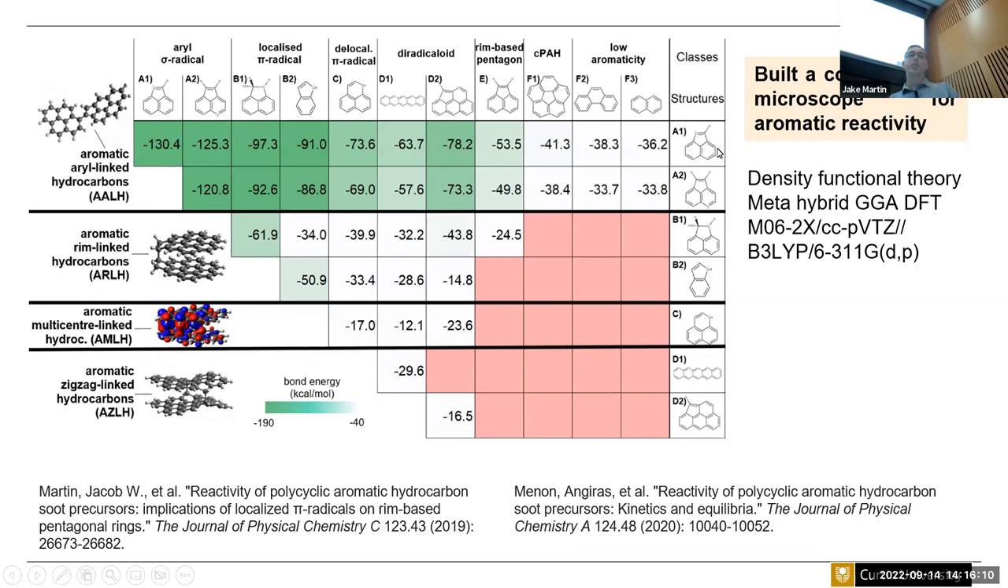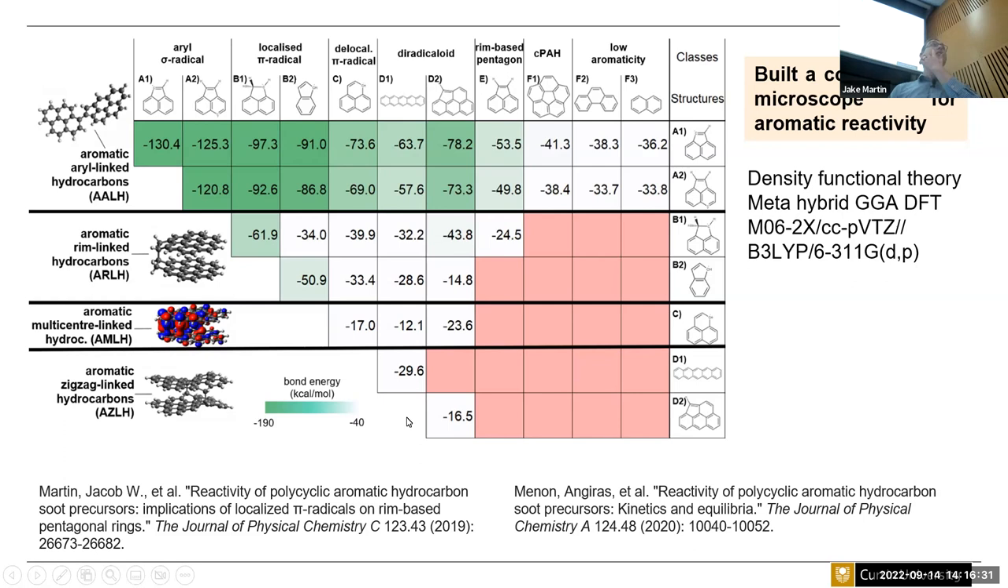form with each other. And the nice thing about this is that anything below about 40 kilocalories per mole in terms of energy is going to dissociate in the flame. It's not going to be stable. So that immediately ruled out all of the ones that are not green. So all of these are unable to even form something stable in the flame.